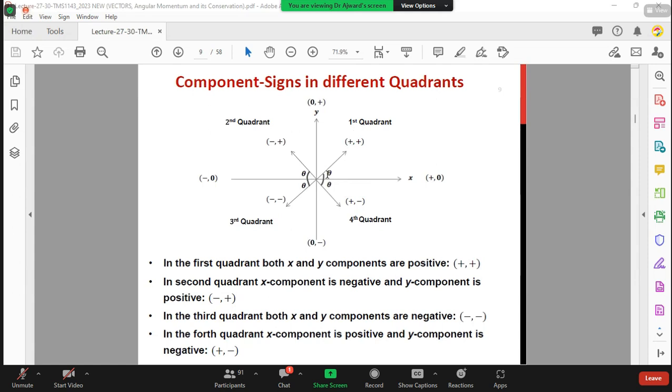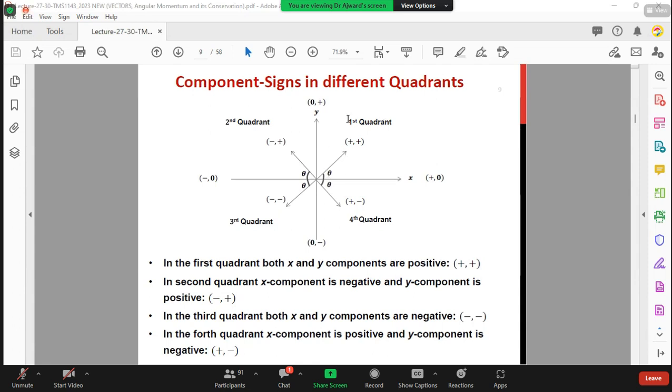In the first quadrant, if you represent a vector in the first quadrant of your XY coordinate system, then both x and y components are positive, just as the coordinates, because this is some vector, maybe the force, maybe the acceleration, maybe the displacement, maybe the velocity vector. You represent it in a graphical way.